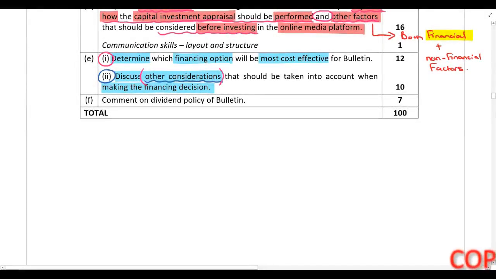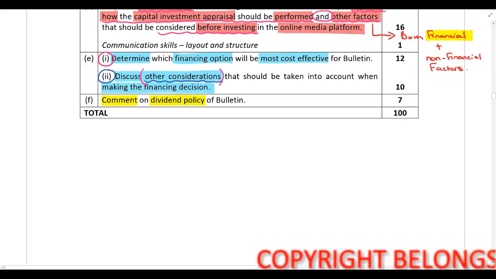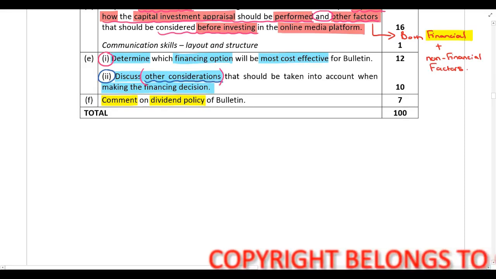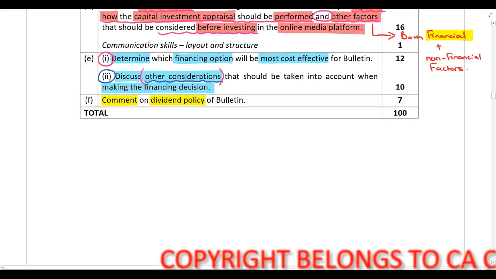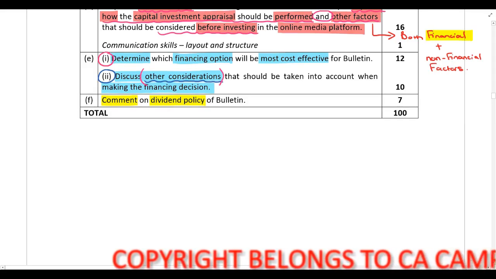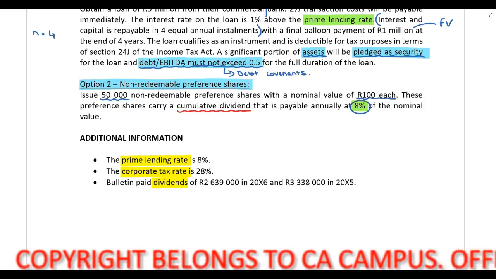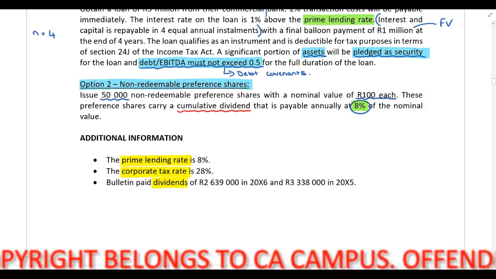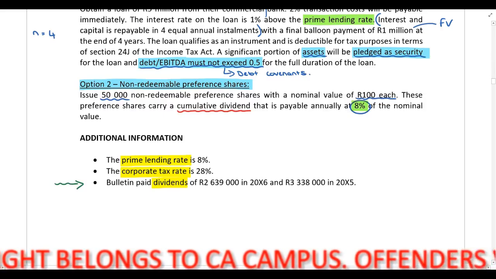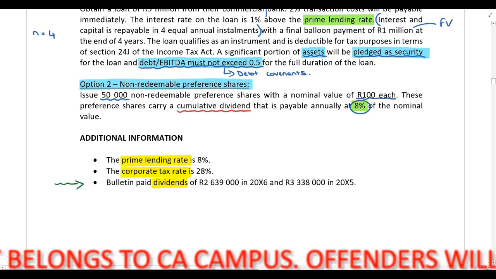Then finally in part F, you need to comment on the dividend policy of Bulletin, and that's for 7 marks. All right, so obviously before we can comment on their dividend policy, we need to know what their dividend policy is. So if we go back to the information provided in the scenario, in the additional information you were given the dividends for 20x6 and for 20x5.